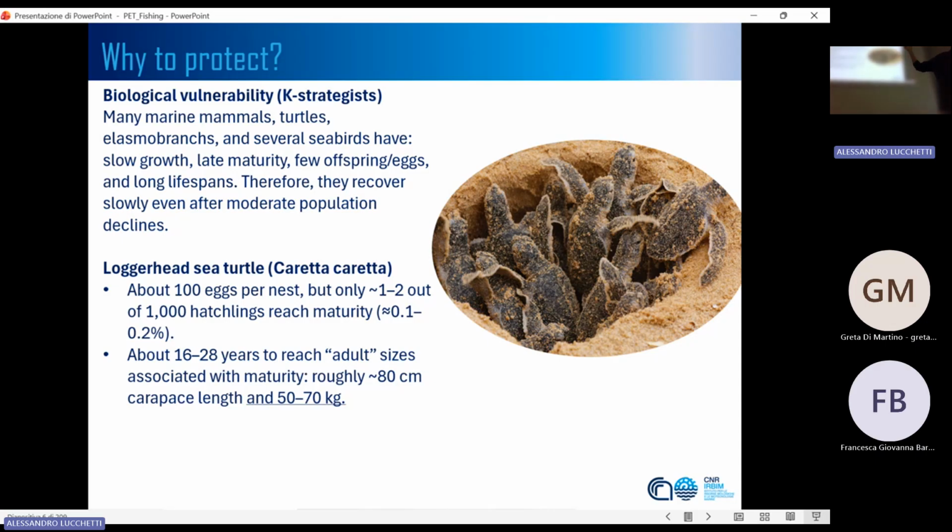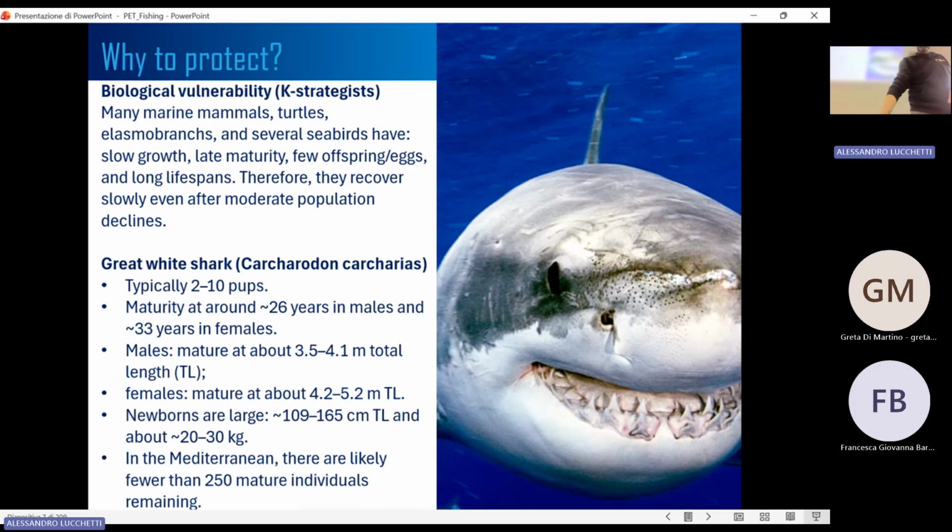Therefore, I put here some details of some key species. If you imagine the caretta, the loggerhead turtle, you have only a few eggs, and only a few of them reach the adult stage. They reach maturity in more than 20 years, usually at a big size. Therefore, when a species has a big size, it can be vulnerable to fishing activities.